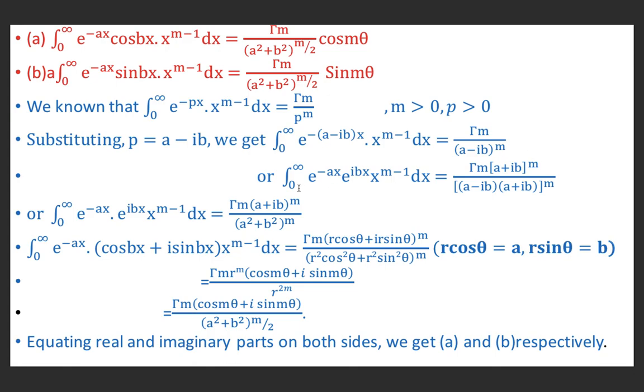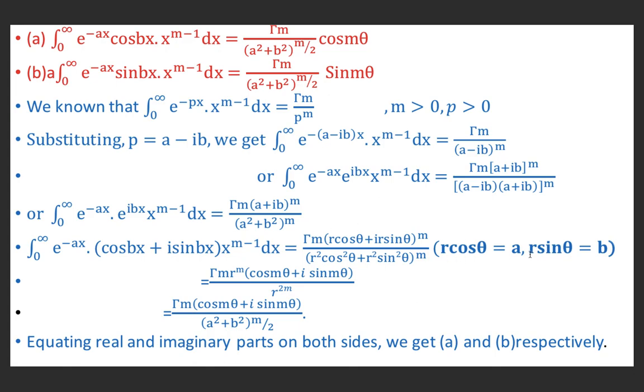So this is nothing but the integral from 0 to infinity of e raised to minus ax, e raised to iota bx, x raised to m minus 1 dx, and here it is gamma m times (a plus iota b) whole raised to m, over (a minus iota b) into (a plus iota b), which is a square minus iota square b square, and iota square is minus 1. So (a square plus b square) whole raised to m.